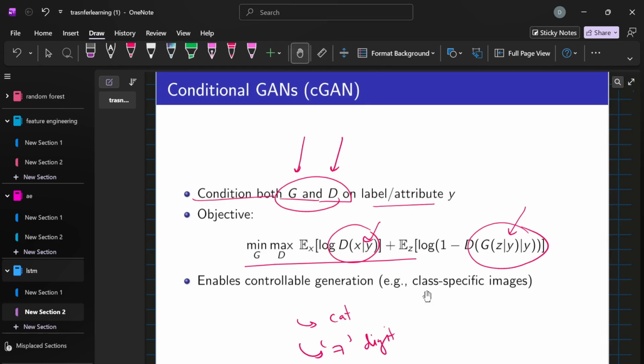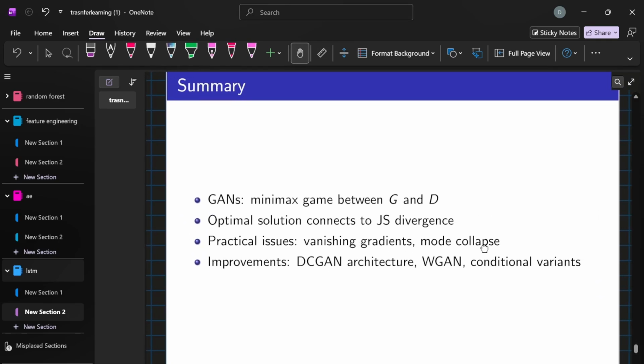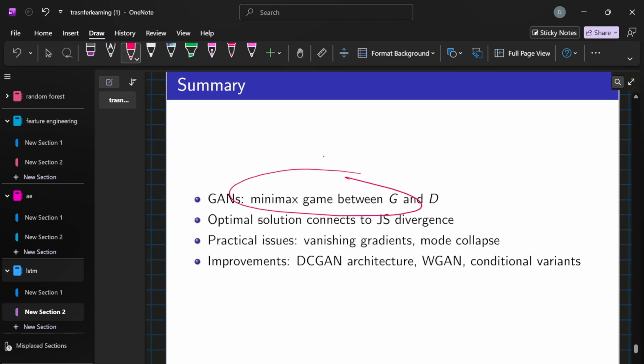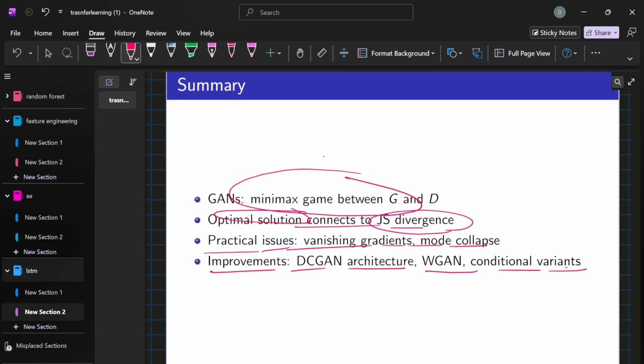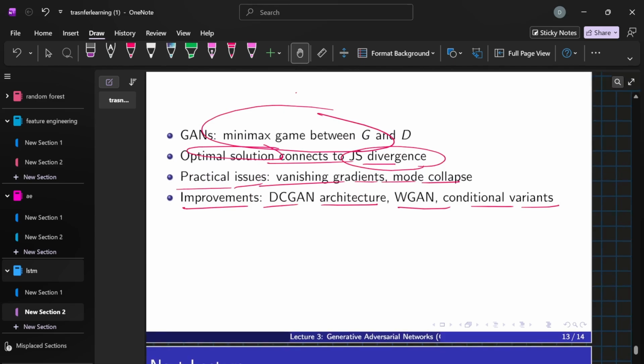Okay. Moving forward towards the end, let's wrap up. The GAN is fundamentally a min-max game between a generator and a discriminator. Theoretically, the optimal solution connects directly to the Jensen-Shannon divergence. In practice, we run into vanishing gradients and mode collapse, and the field responded with fixes like the non-saturating loss, DCGAN architecture guidelines, and the WGAN distance-based reformulation.